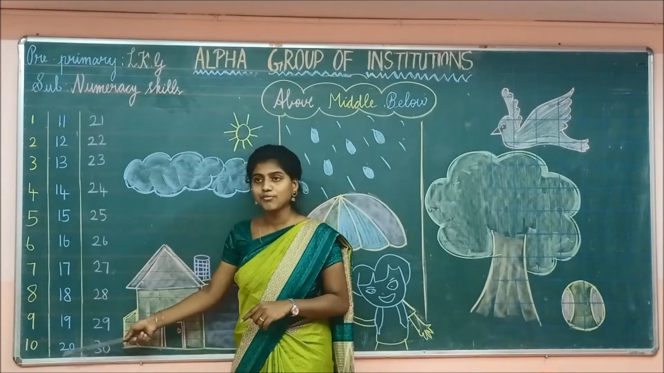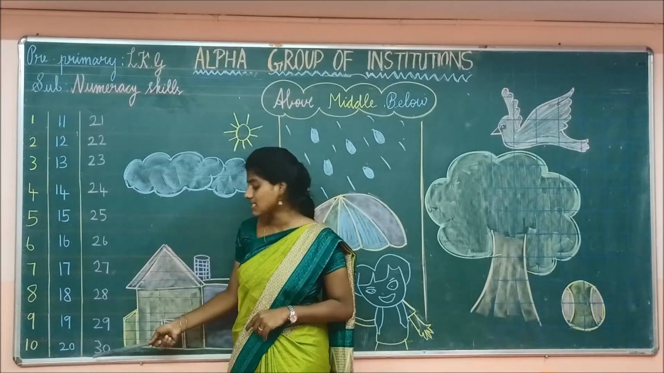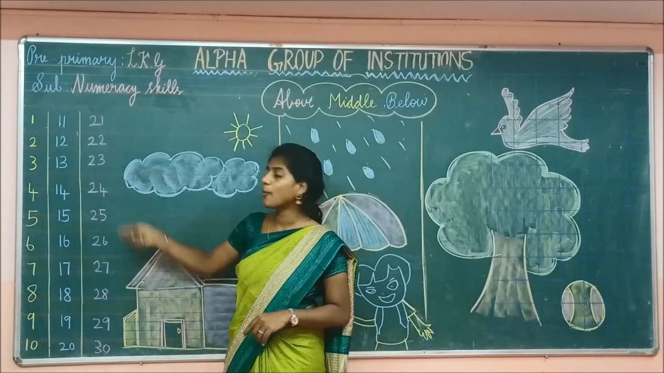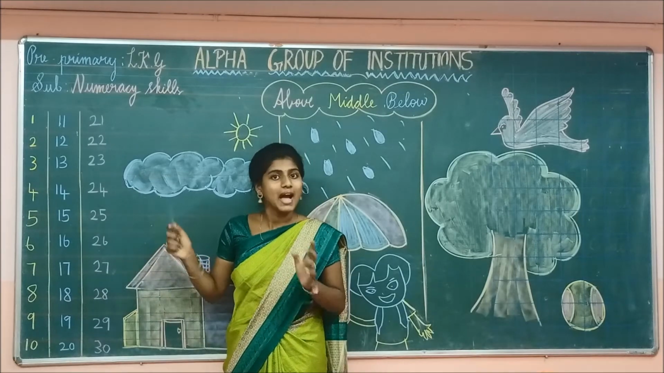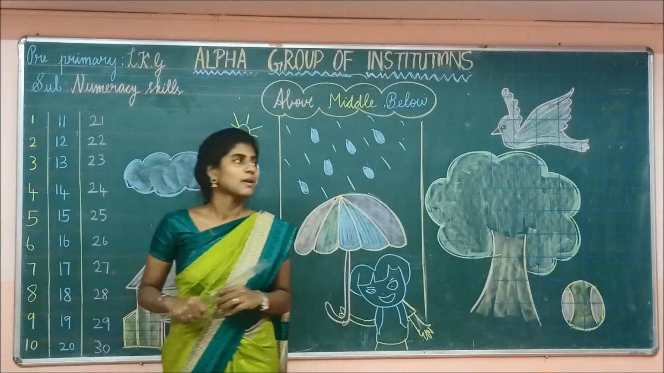If we have 2 in the front, we have to tell 20. If we have 3 as the first number, we have to tell 30. Okay, children, I hope you understood 1 to 30. You revise at home and practice well, children. Okay, children, now shall we enter into our class?